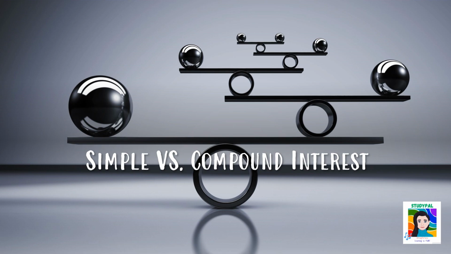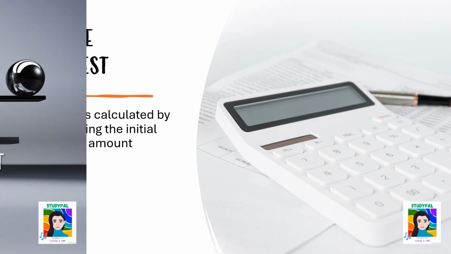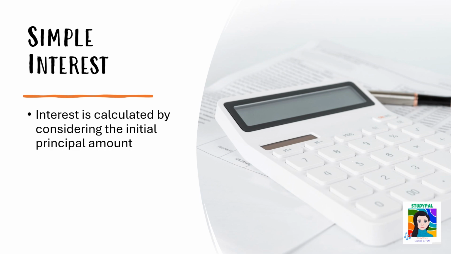Hi everyone, in this video we are going to explore the differences between simple and compound interest, and to make sure that we clearly understand the differences we are going to go through examples in this video. Simple interest is when interest is calculated by considering only the initial principal amount. You will see what I mean by that when we do the example.